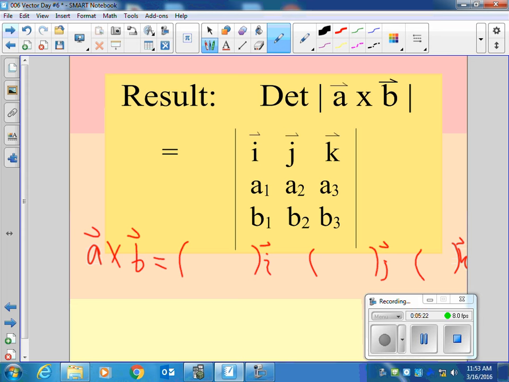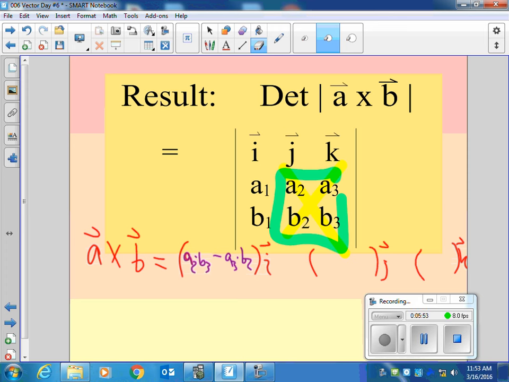Cover up A and B. What you have left is this square. Okay, if you cover up what's underneath I, you have this square, and we're going to make an X, and this is going to be A2, B3, multiplied together, minus A3, B2. So I cover this up, A2, B3, minus A3, B2. That will give me the coefficient for I.